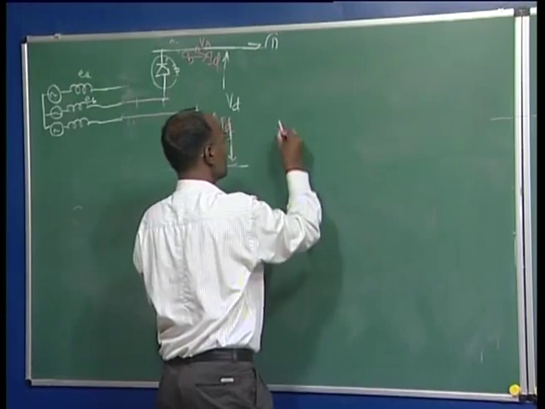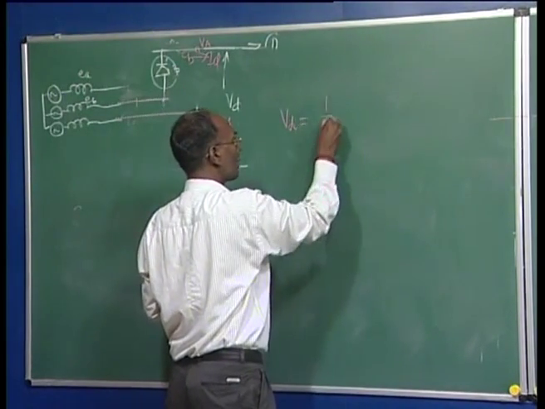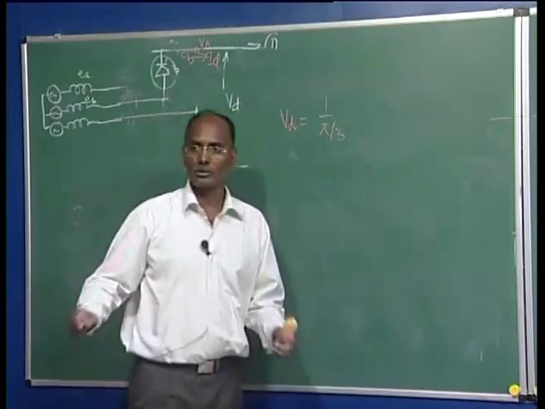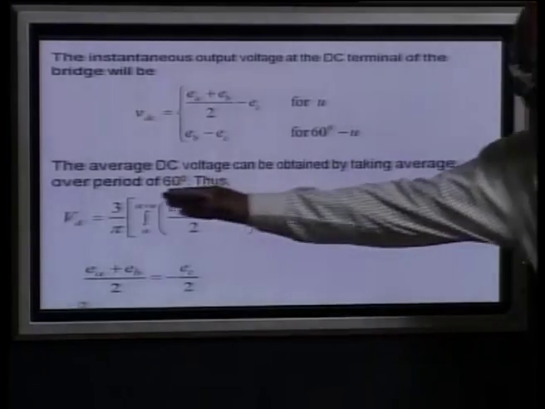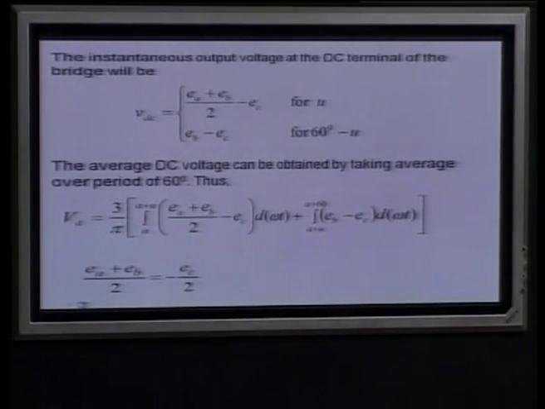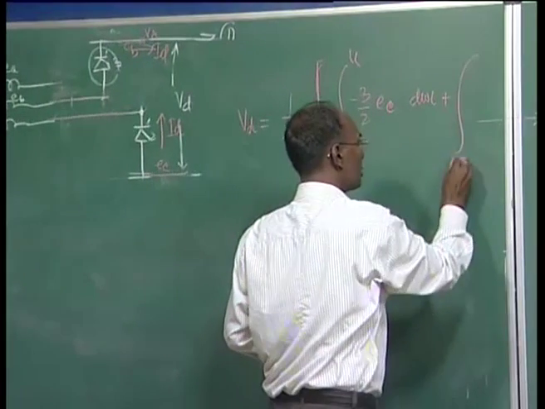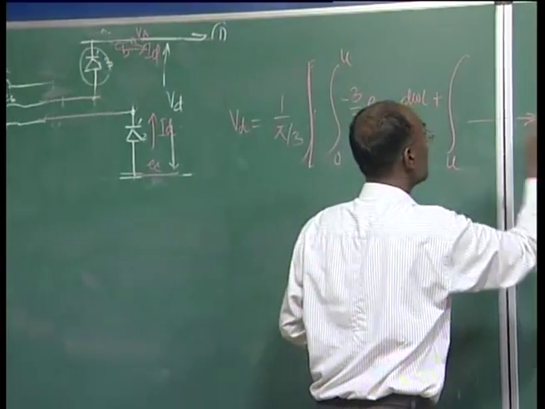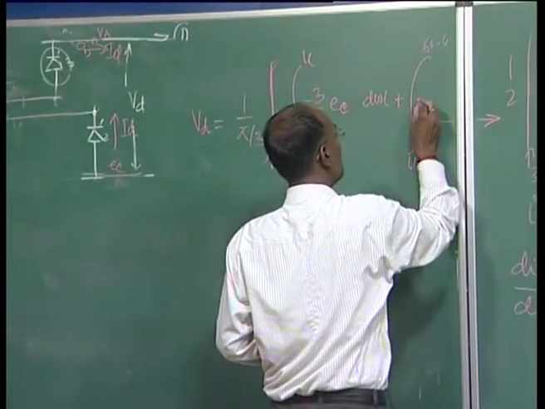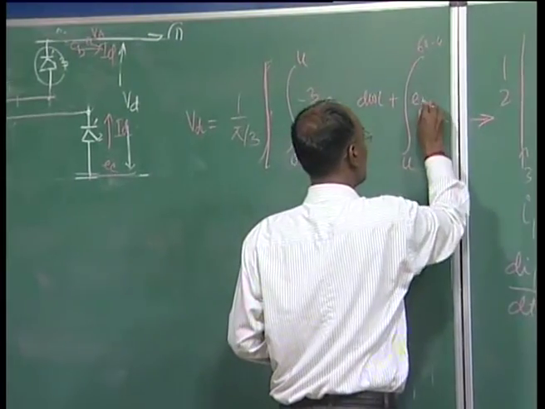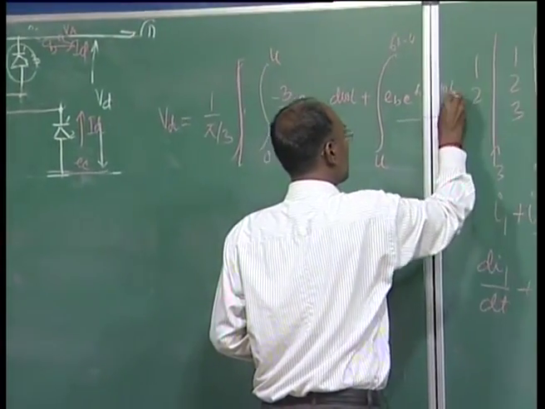So, I can write here this V_d, the DC, is 1 over pi by 3, which means 3 upon pi, and then here we are integrating over this complete period. This is in square brackets here. This is from u 0 to u, this is minus 3 by 2 E_C d omega t, plus from u to 60 minus u, E_BC d omega t.